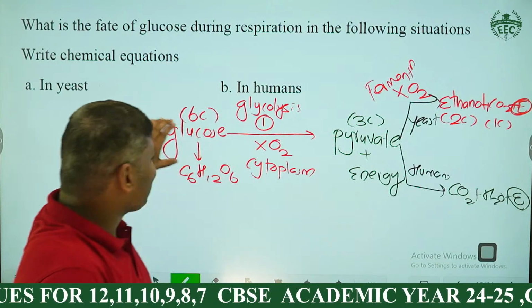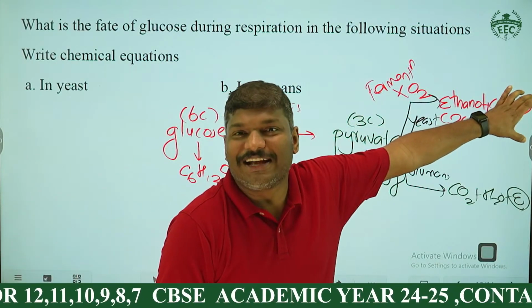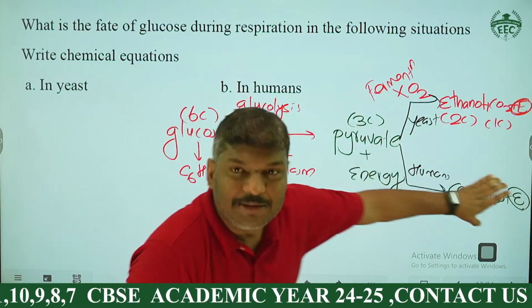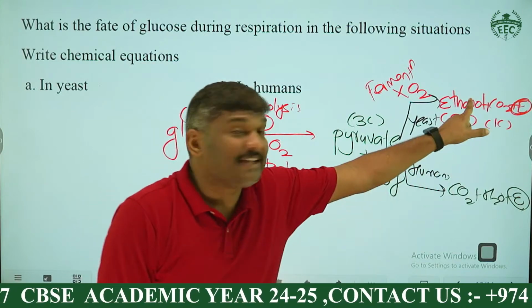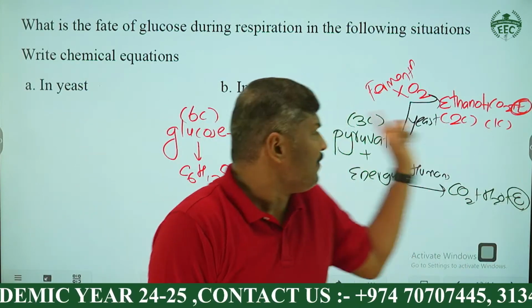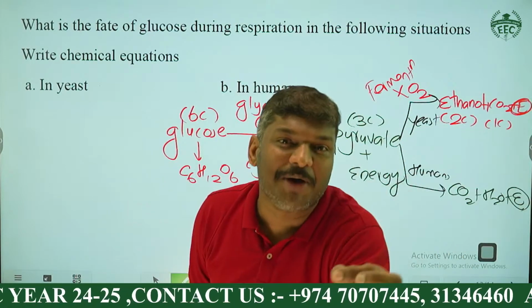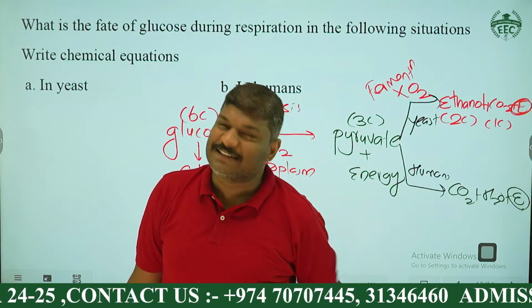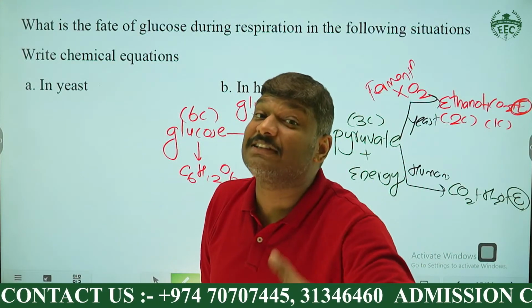Okay, so here you can see the red color one, that is the anaerobic one, and the black color one, sorry, this is the anaerobic one, this is the aerobic one. The question has two parts, and it is a 2 marks question. If you write the first equation, you will get 1 mark. If you write the second chemical equation, you'll be getting the second mark. Okay, and there will be a chance of a 3 marks question.